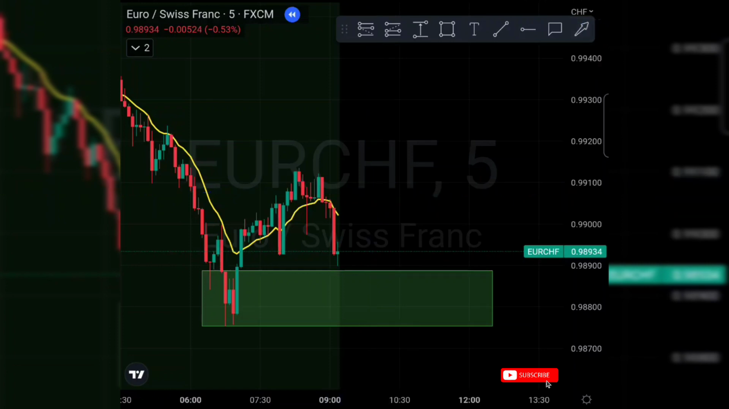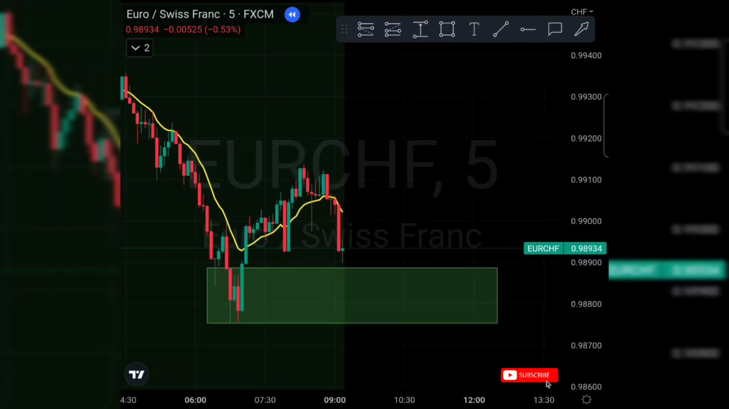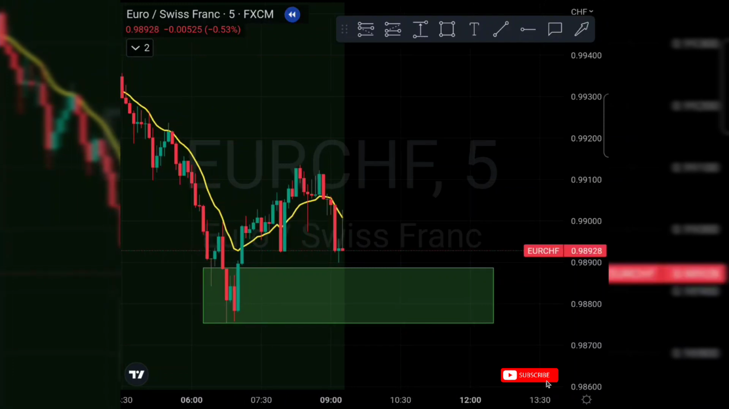So that's something else that you know when zooming in and getting a little clearer picture, right? So at this point, price is moving. We're waiting for it to touch our zone.